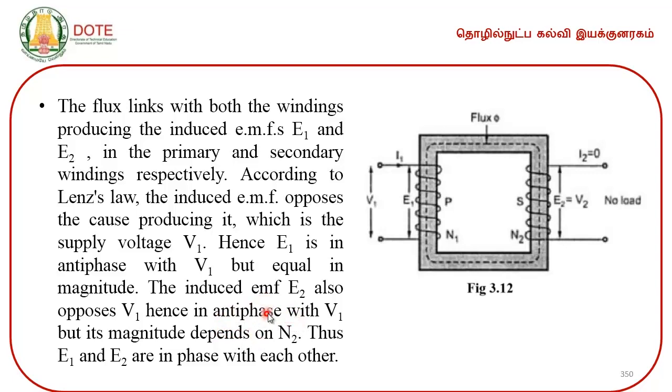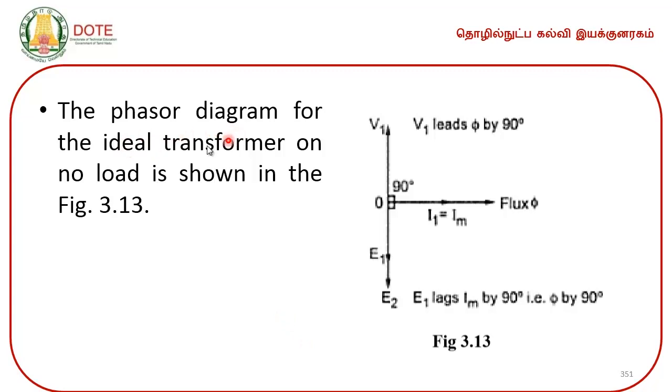If I say one phasor is in antiphase with another phasor, the electrical angle between these two phasors will be 180 degrees, or I can say they are out of phase with each other. Thus, E1 and E2 are in phase with each other. So, the phasor diagram for the ideal transformer on no load is shown in figure 3.13.